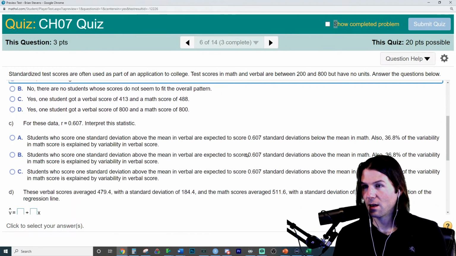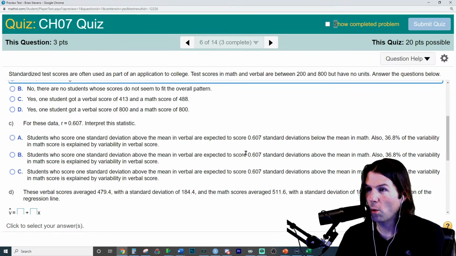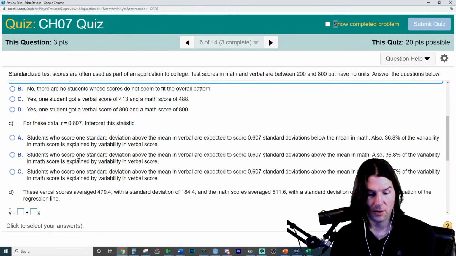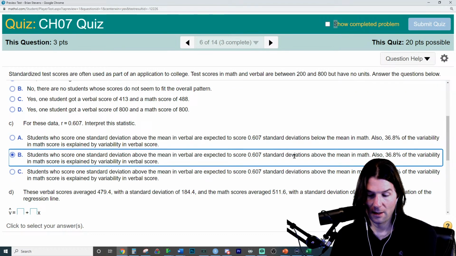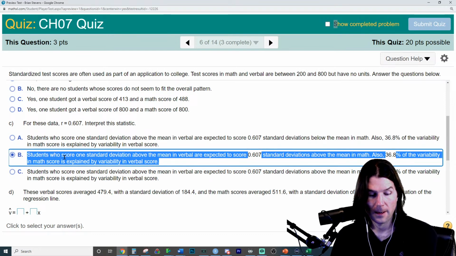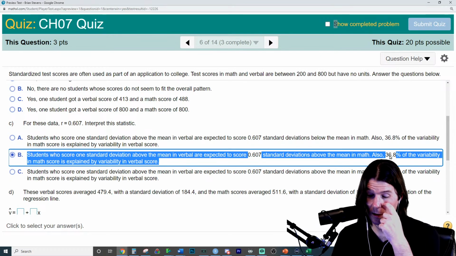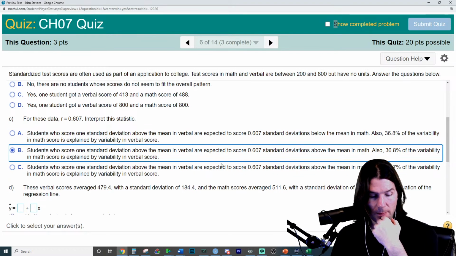Yep. So these data have a correlation. Let's take a look right here. Students with one standard deviation above in verbal are expected to score above in math. Also, there we go. This is the R squared. 36.8% of the variability in math score is explained by the variability in verbal score. Great stuff right here. Students who score one standard deviation above in the verbal are expected to score one standard deviation above in the math, so also 36.8% of the variation. This one uses R. We need to use R squared when we're talking about variability explained.